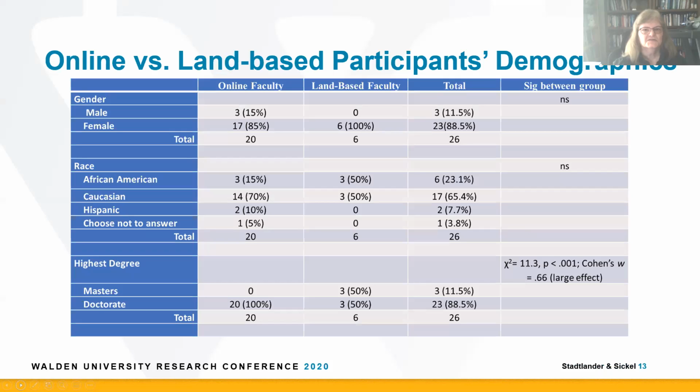So this is the demographics for our final participant group. As you can see, we had 3 males and 23 females total. 6 African Americans, 17 Caucasians, 2 Hispanic. Where the 2 groups differed was in terms of their highest degree. In the land-based group, 3 of the participants had just a terminal master's, while 3 had a terminal doctorate. Next slide.